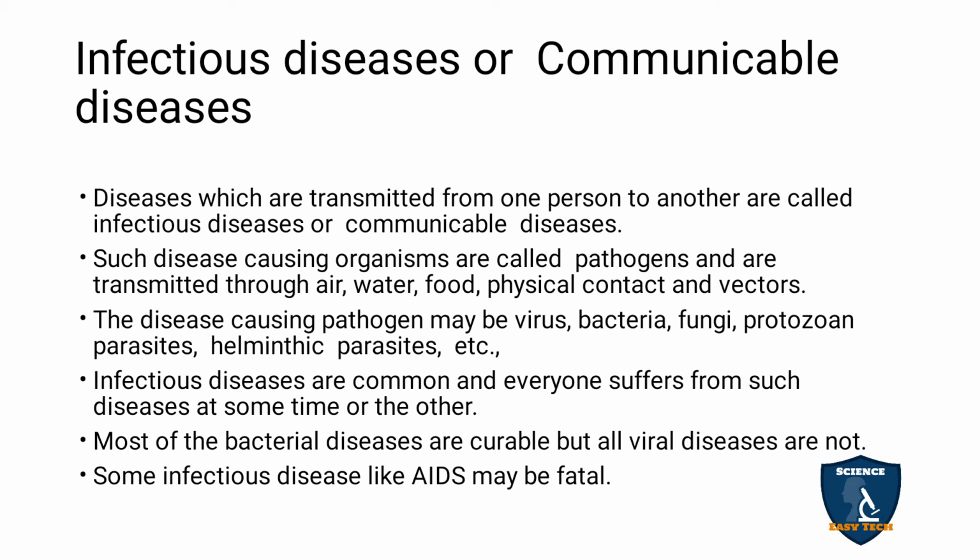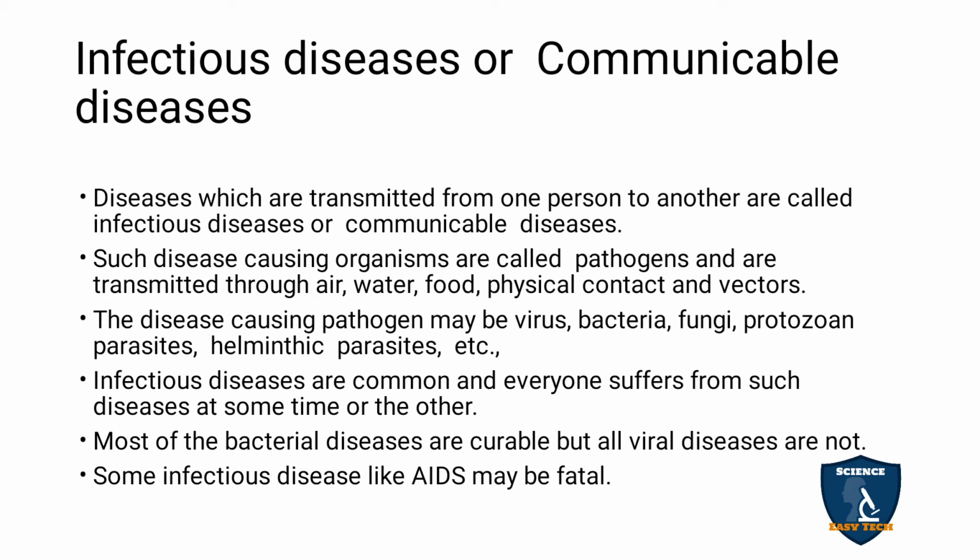Such disease-causing organisms are called pathogens and are transmitted through air, water, food, physical contact and vectors. So the diseases which are communicating are caused by some microorganisms, and they are called pathogens. These pathogens are transmitted from one person to another, as I said, through air, water, food, physical contact and vectors.